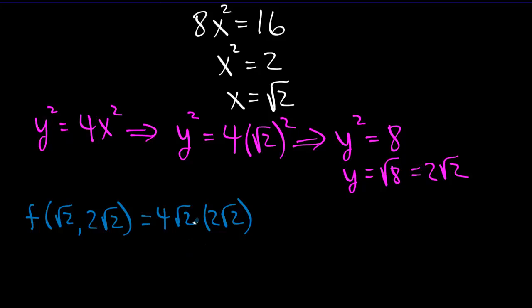Okay? So let's see what we've got here. We've got 8 times, and then square root of 2 times square root of 2 is 2, so we got 16. And this is the optimal area. And that happens whenever x is the square root of 2 and y is 2 square roots of 2.